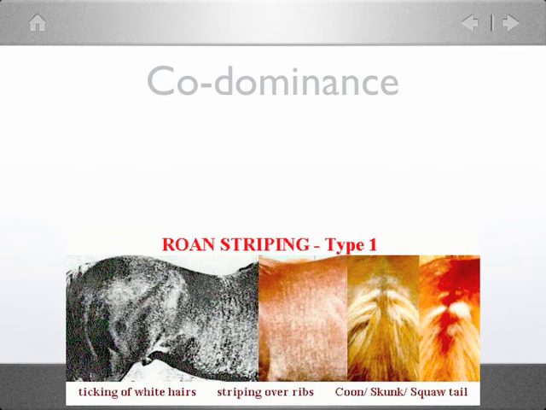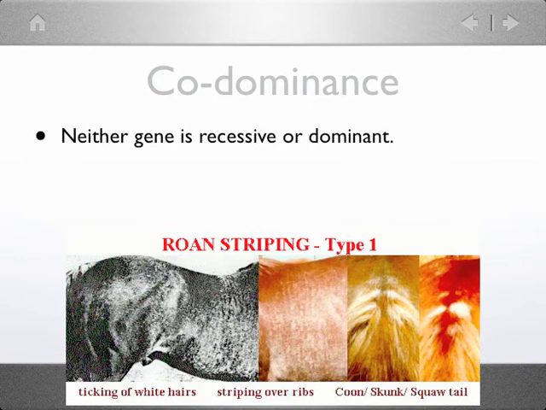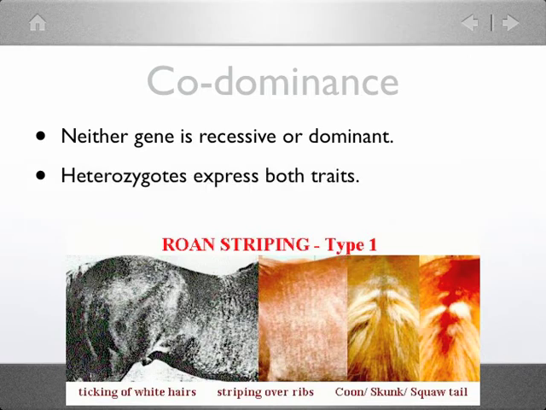Okay, so now this is a different type of non-Mendelian genetics. It's called codominance. So neither gene is recessive or dominant. There is no blending, except for what your eye does, actually. Heterozygotes express both traits, and so these are called roan coloration, which you can see in cattle, too. And so the one in the middle kind of shows it the best. So your eye kind of blends it together, but if you go up close, you're actually going to see a white hair, and then you're going to see a reddish hair. So all of these are types of roan coloration.